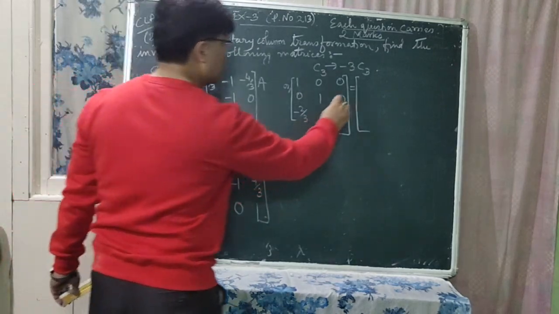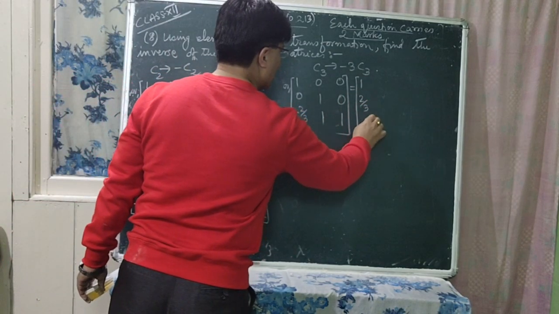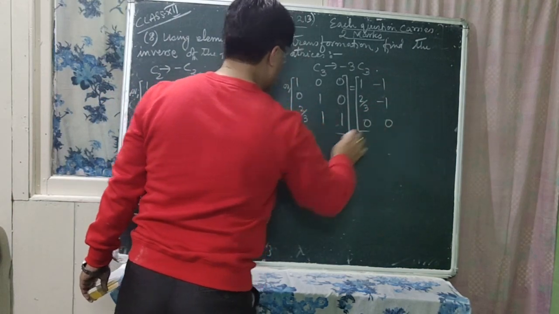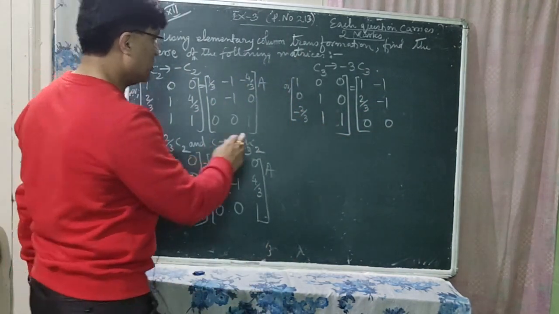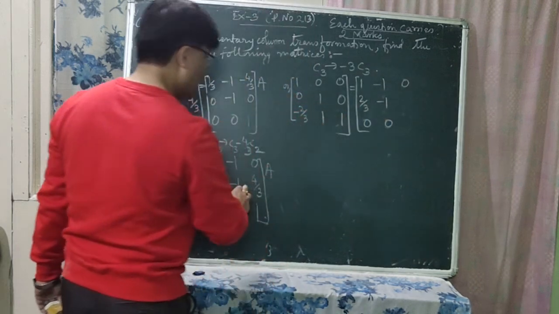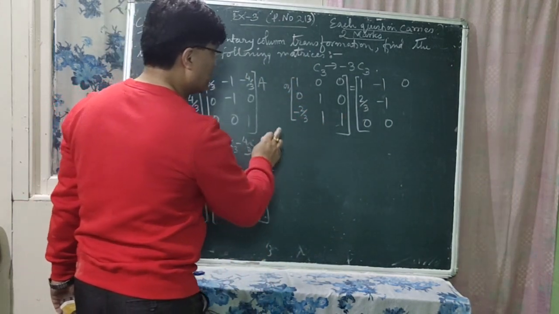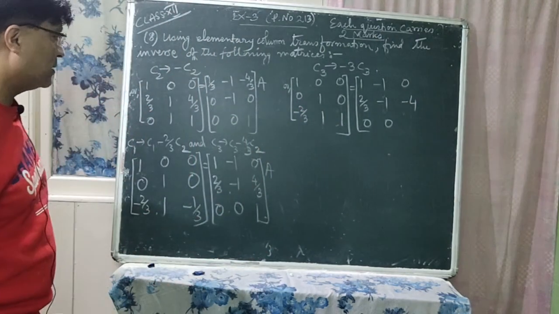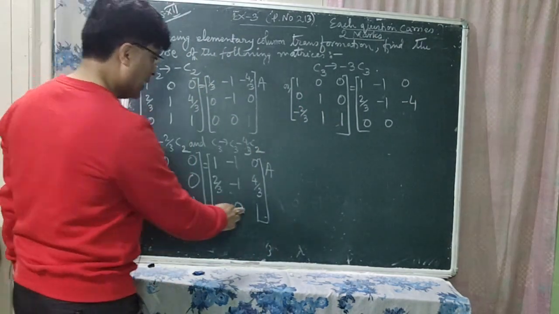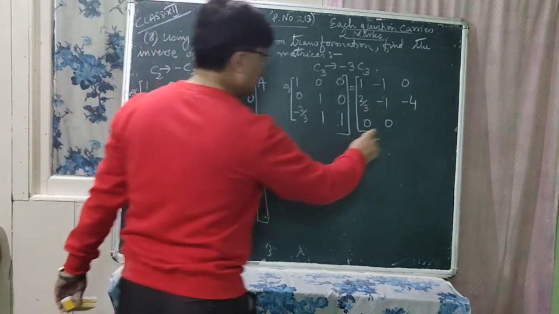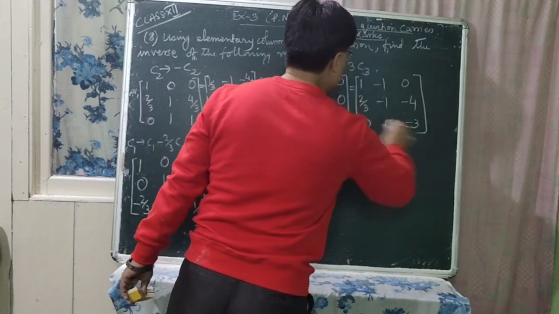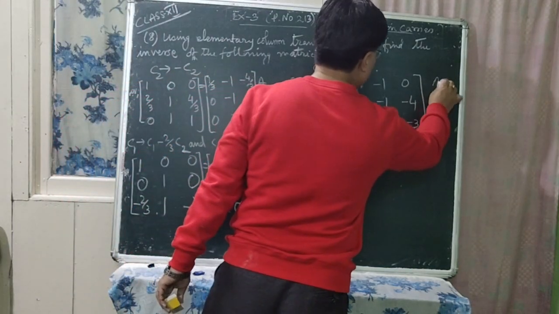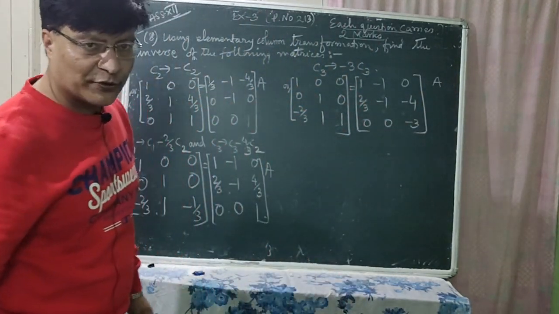And next, one is 1, 2 by 3, 0. Second column, minus 1, 0. And now third column, it will be 0 into minus 3, 0. Minus 3 into 4 by 3, 3, 3 gets cancelled, minus 4. It is minus 4, isn't it? And this one should be multiplied by minus 3, that is, it is minus 3. Minus 3 into 1 is minus 3, and you should write here A. Is that clear to all of you?